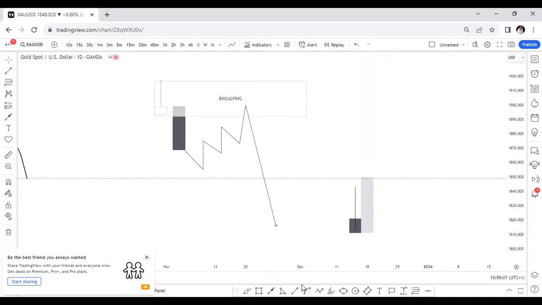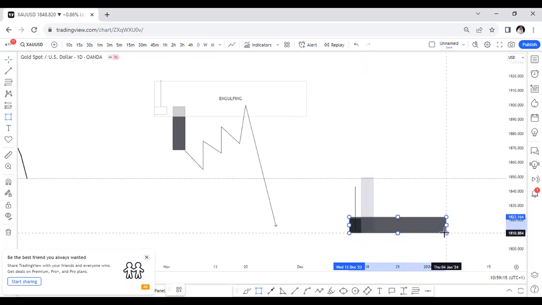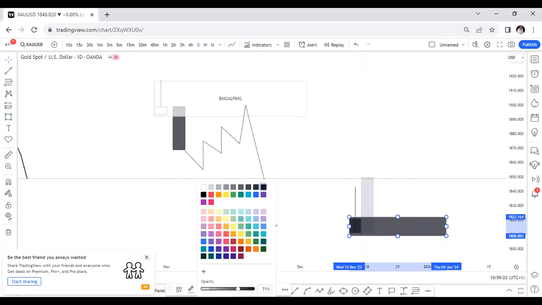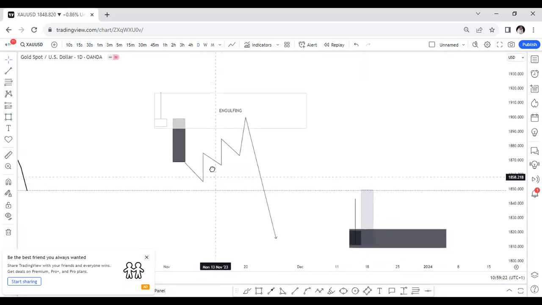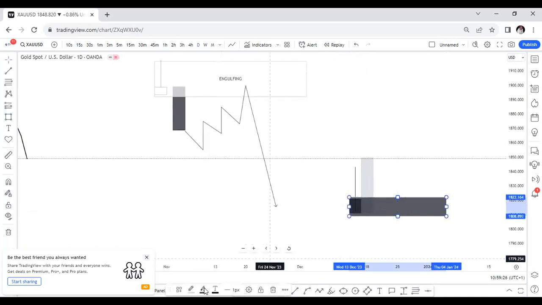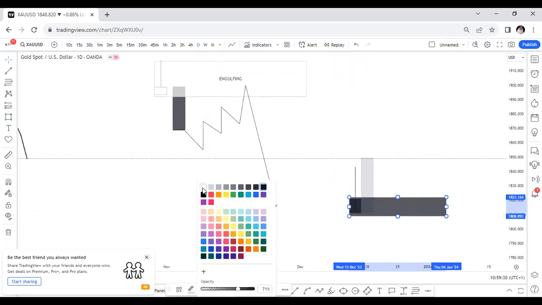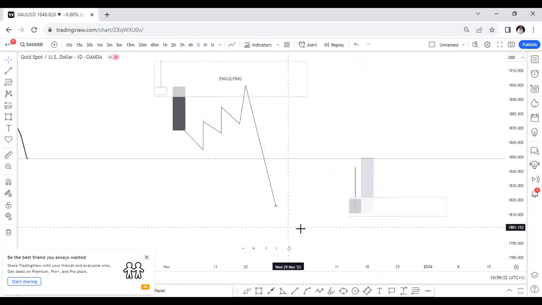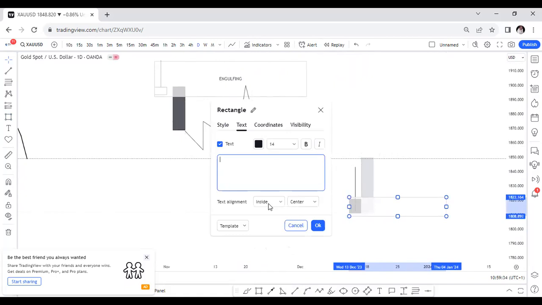So how do you mark out the zone? You use it as a zone. You mark it out from this body to the low of it, depending on the size, the range of the engulfed candlestick. It depends on the range. We'll still talk about how to mark your range, how to mark your zone. So this becomes an engulfing zone.